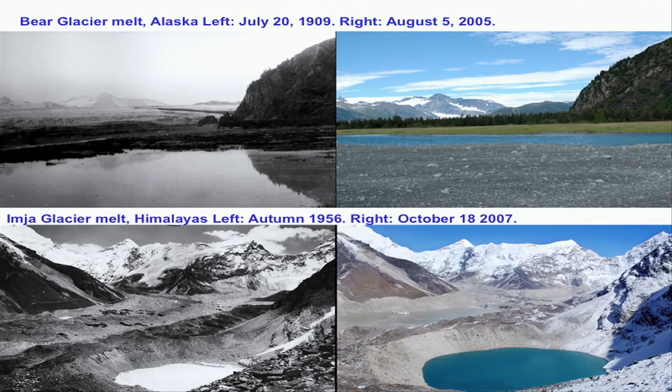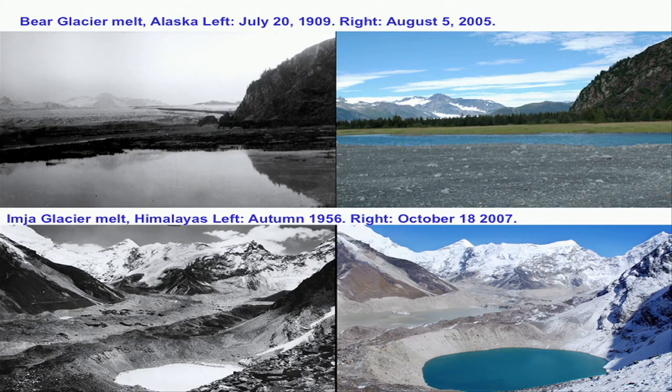We can also look at glacier melt. So these are some historical photographs on the left. The one on the left is of the Bear Glacier in Alaska in July 1909. And you can just about see in the middle of that picture the glacier tongue as it's spreading away from the mountain region. If you look at the same region in August 2005, effectively it's completely gone. We have a forest there now.